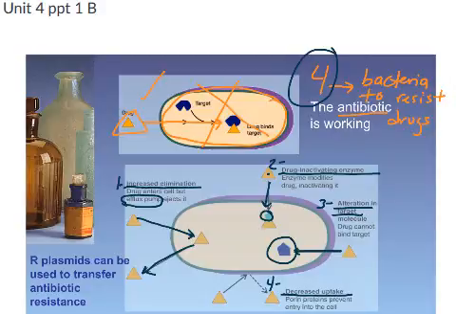And the fourth one, which is the easiest one I think to understand, is decreased uptake, which means it never actually makes it in. So you take the drug, but it never gets past the membranes within the bacteria. So these are the 4 ways that bacteria resist drugs.